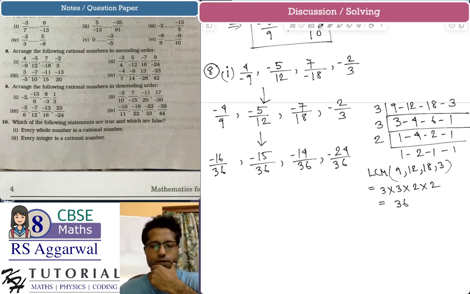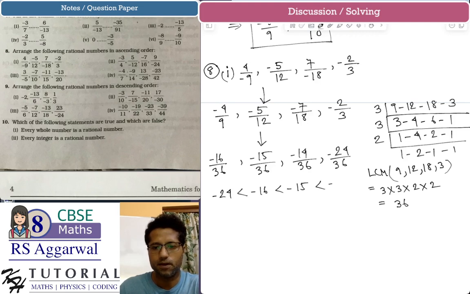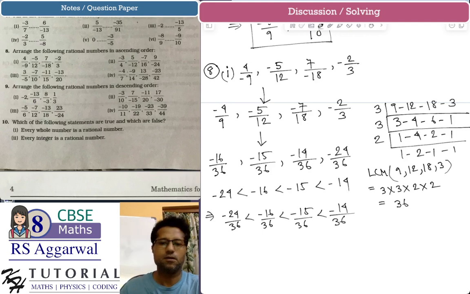We will now compare them based on their numerators, and we can clearly see if we arrange the numerators in ascending order we get minus 24 less than minus 16, less than minus 15, less than minus 14. So this implies minus 24 by 36 is less than minus 16 by 36, less than minus 15 by 36, less than minus 14 by 36.